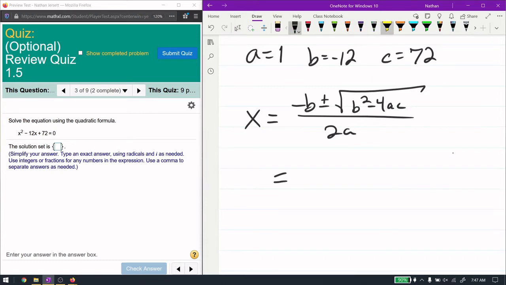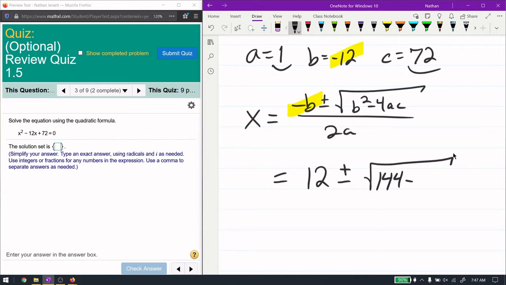Let's see, we have the negative of -12. That gives me +12 plus or minus, b squared is -12 squared. That's going to be 144. It's positive. And then 4 times a times c. 4 times a is 4 times 1, so that's going to be 4. And 4 times 72, I don't know that off the top of my head, so just use a calculator. 288. All right, all over 2a. a is 1, so 2 times 1 is 2.